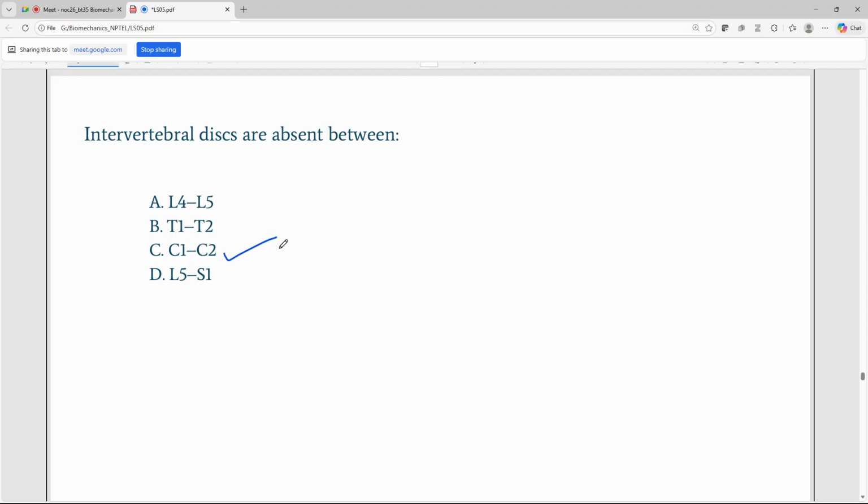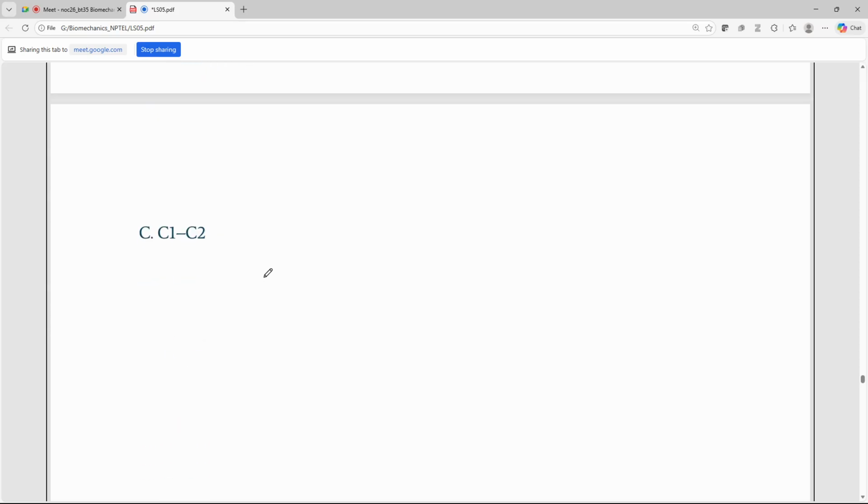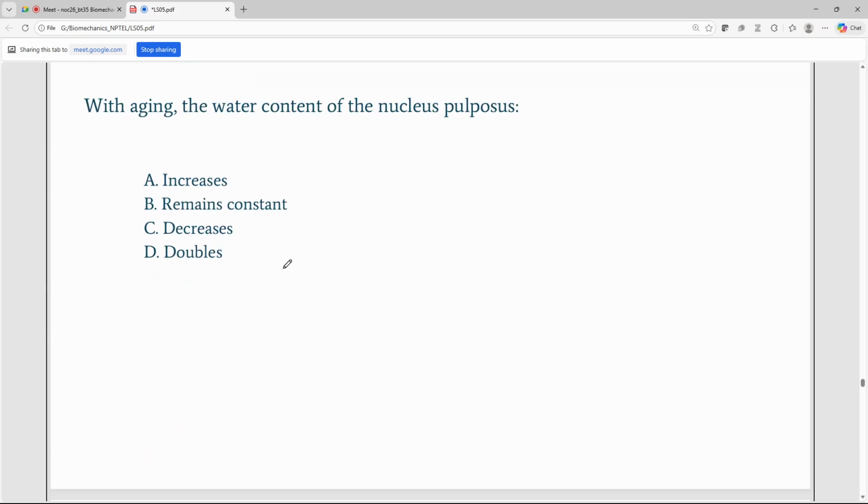Answer is C1, C2. Intervertebral discs are absent between C1, C2. Next question. With aging, the water content of nucleus pulposus, option A increases, option B remains constant, option C decreases, option D doubles. What will happen to the water content of nucleus pulposus with age?